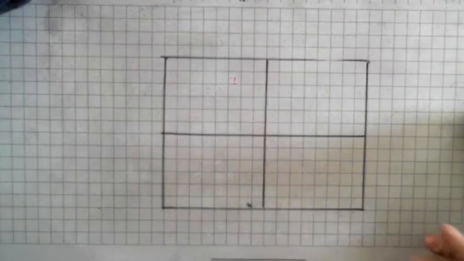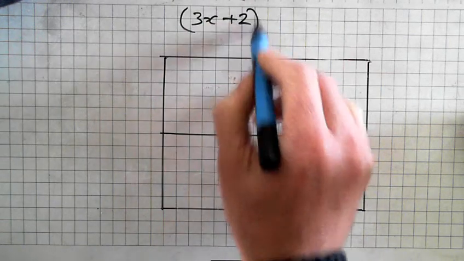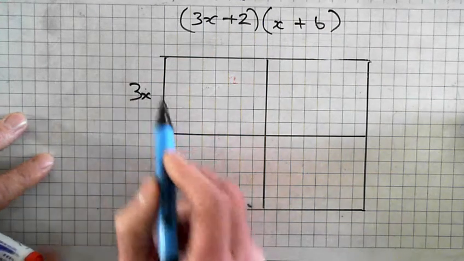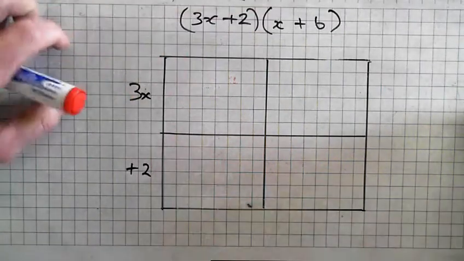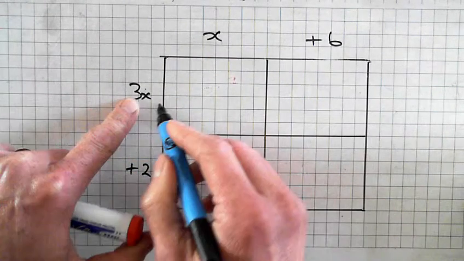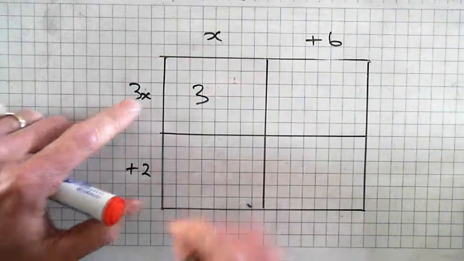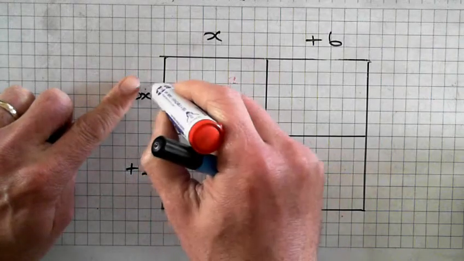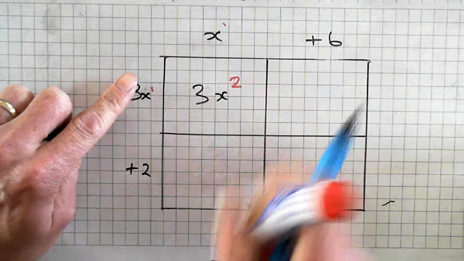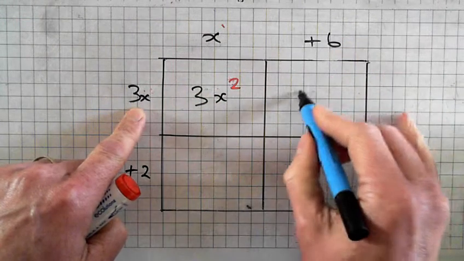Now we'll skip on to question 7. Question 7 is 3x plus 2 times x plus 6. Alright, so we write 3x plus 2 down the side and x plus 6 across the top. Now what we're doing here is multiplying 3 times 1. 3 times 1 is 3. Now forget about the 3, multiply the x's. So x1 times x1 is x2, isn't it? 3x2. Now we're multiplying 3x times 6. 3 6s are 18.